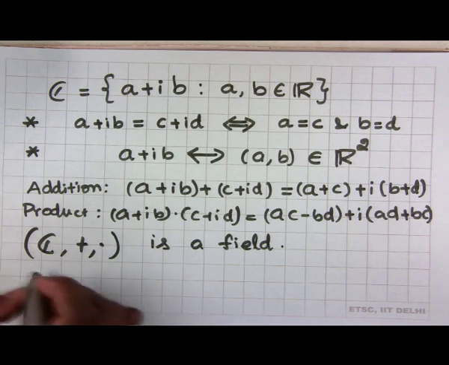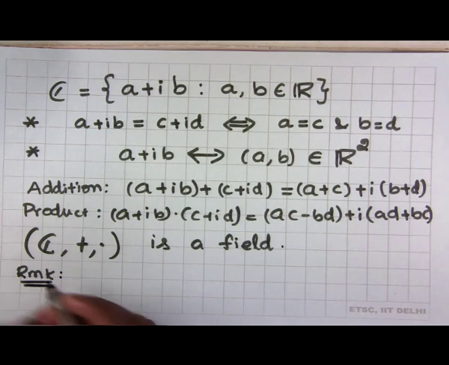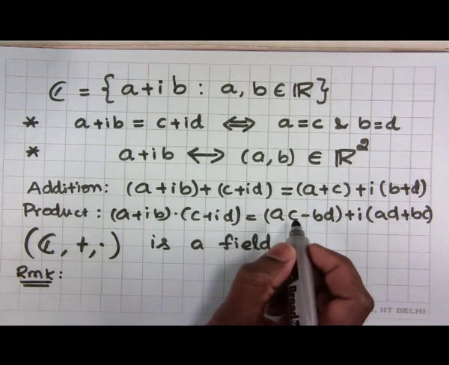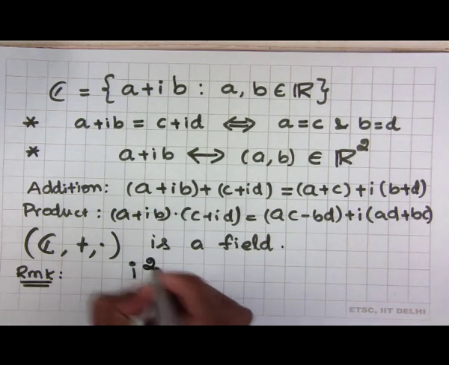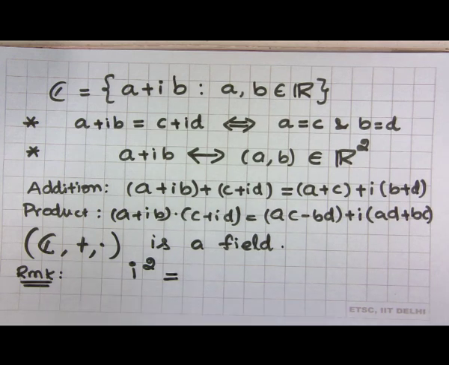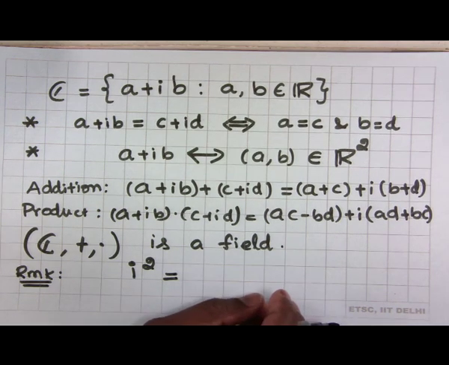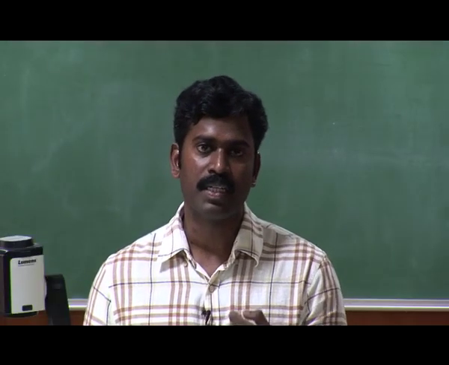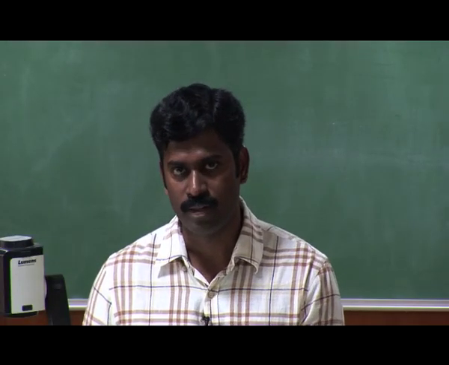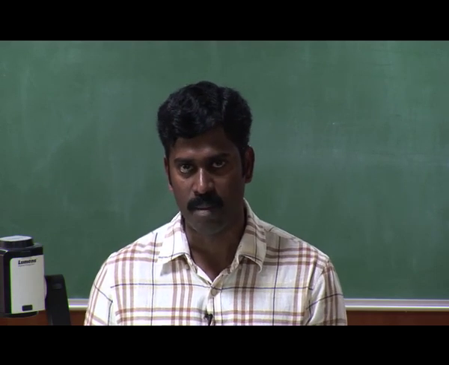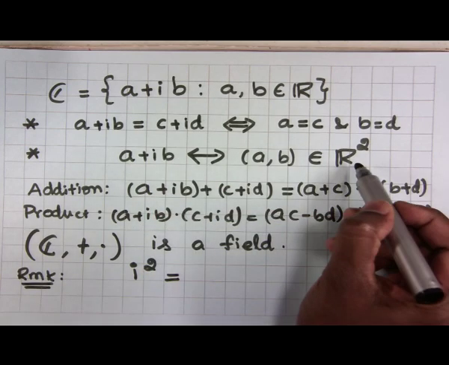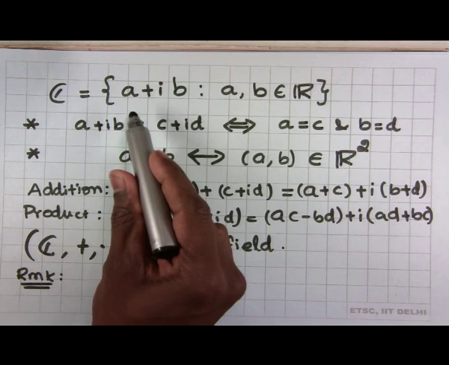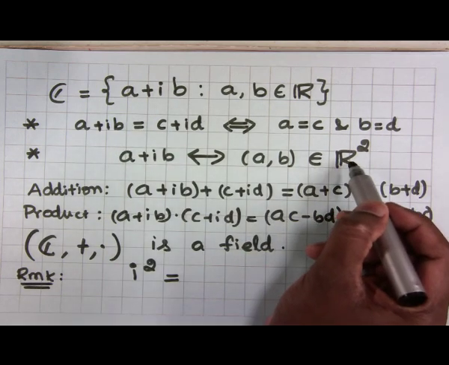And what are the other remarks we noticed? Considering this as the product in the complex number system, we observed i square. If you remember, though we started with i as an imaginary number, we identified it in the plane as nothing but (0, 1). So it is no more an imaginary number. We are able to identify the complex number system with the plane. Any number in the complex number system, we are able to associate an element in the plane.